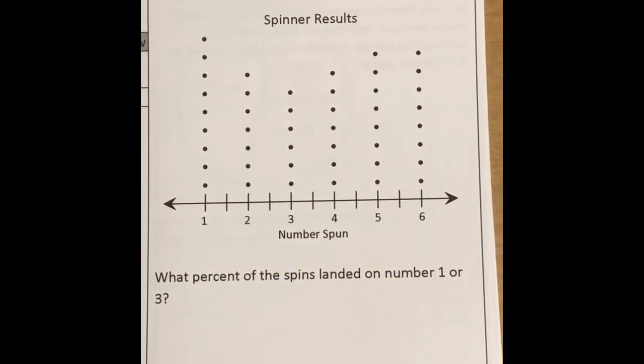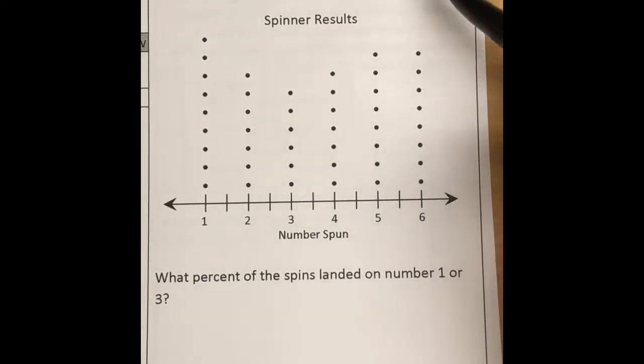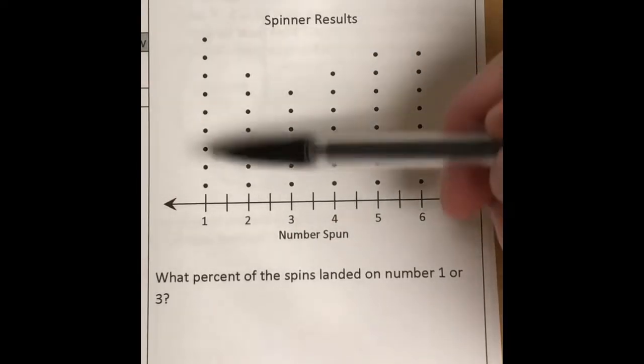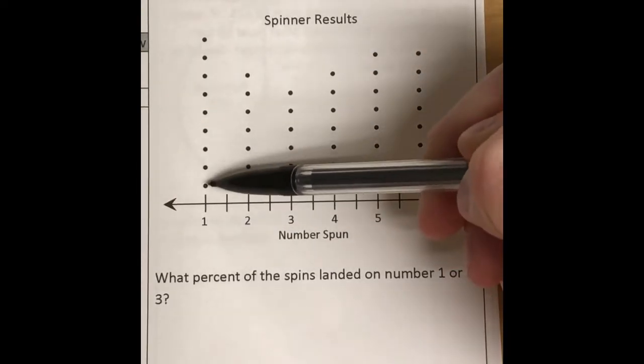Okay, here's another one. This one's using a dot plot. It says Reuben spun a spinner numbered 1 through 6 multiple times. He summarized the results in a dot plot. So the first thing you might want to do is figure out how many times he spun that spinner. Since it doesn't tell us up there, to figure out how many times he spun the spinner, we just count our dots.